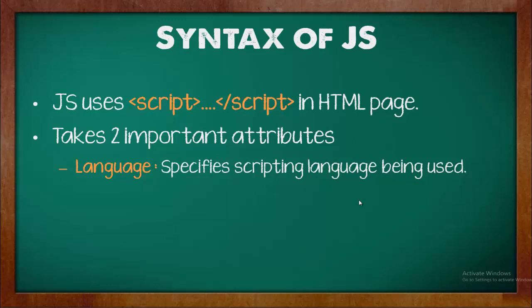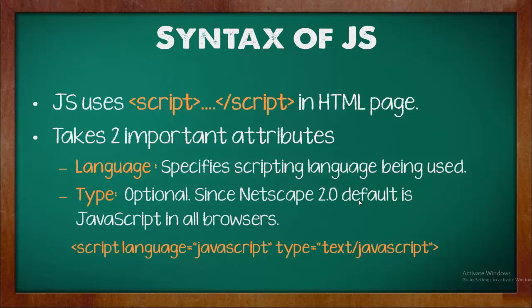The second one, which is more familiar to you, is the type attribute, and it is optional. In the majority of web browsers, people started using type. Type indicates the MIME type. Many people use the type attribute rather than the language attribute. You can use either the language attribute or the type attribute to define what kind of scripting language you are using. You can see the syntax below: script language equal to JavaScript, or type equal to text slash JavaScript. In our classes, we have been concentrating on type equal to text slash JavaScript, and we didn't concentrate on language equal to JavaScript. So it is up to you.